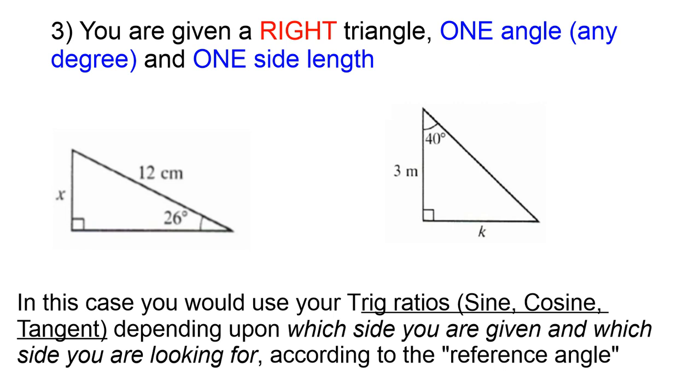Our third and final situation today is, again, when you're given a right triangle, you're given one angle, but this time it can be any degree, and one side length. So in this case, because your angle degrees are not your special right triangles and you're not given two sides, you would have to use trig. So you can use sine, cosine, or tangent, which just depends on which side you're looking for and which side you're given, according to the reference angle.